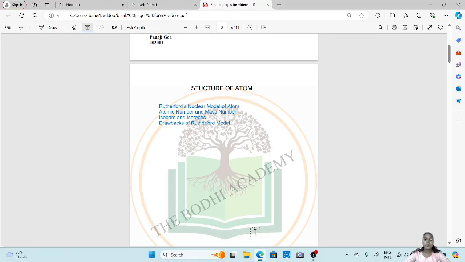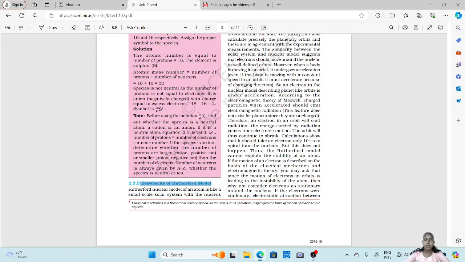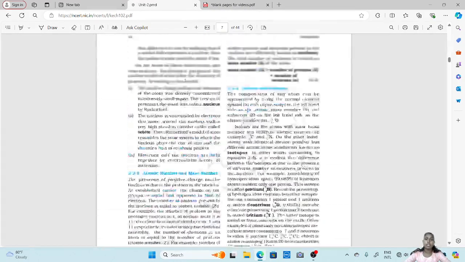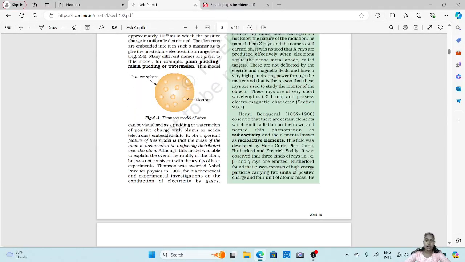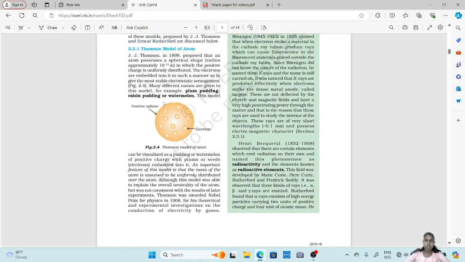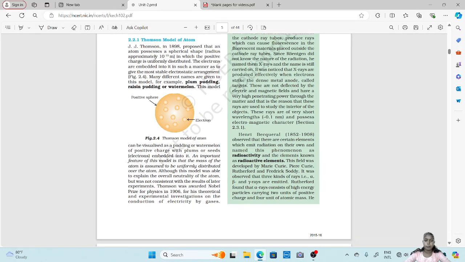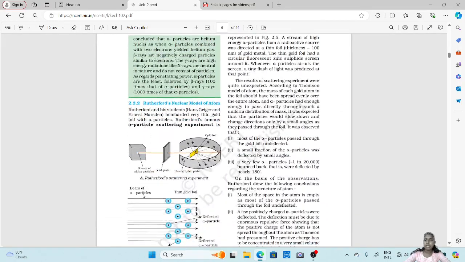So in our last class we have seen about the J.J. Thomson's atomic model, right, where it was considered to be a watermelon, where there is a positively charged sphere and electrons are embedded in them. This is what Thomson had given. Now let's see what Rutherford has proposed.